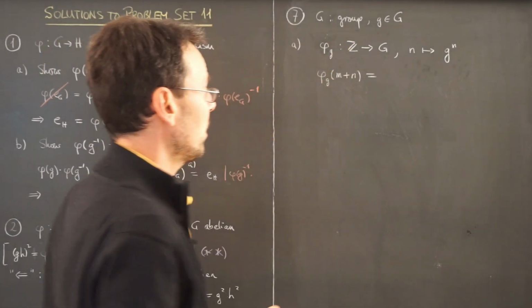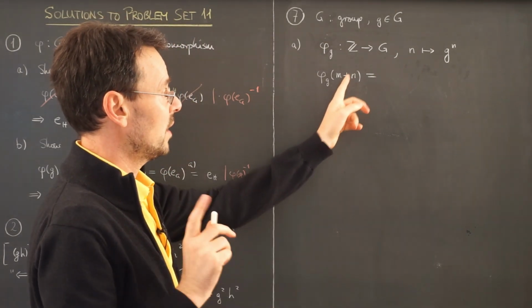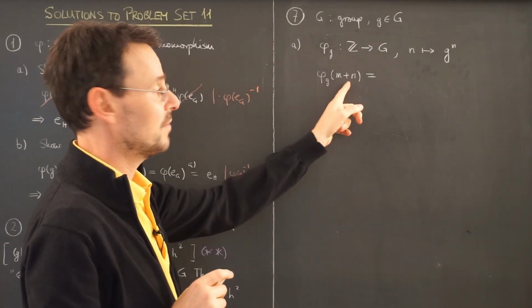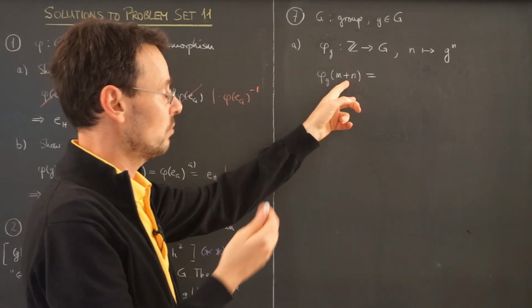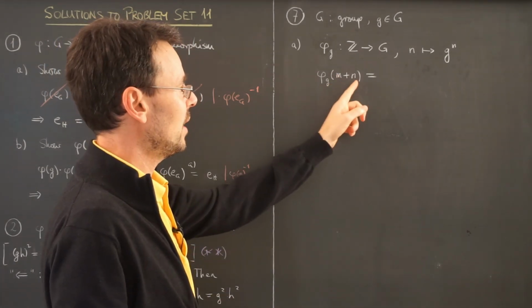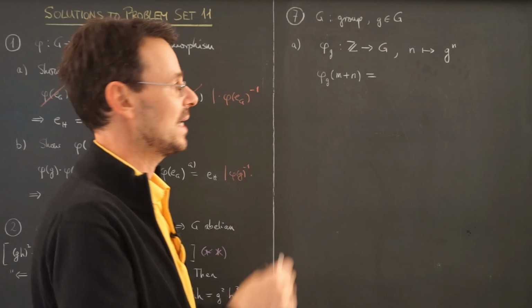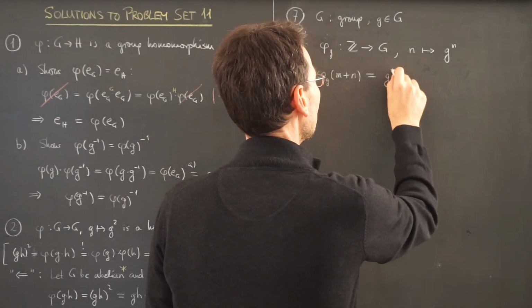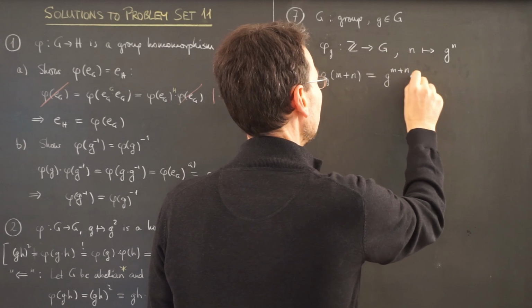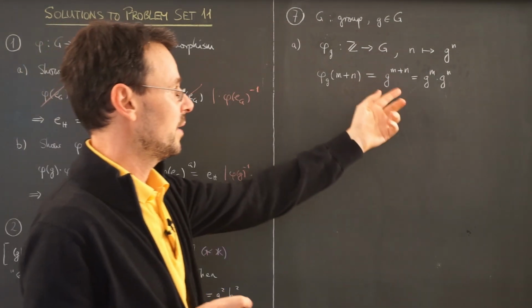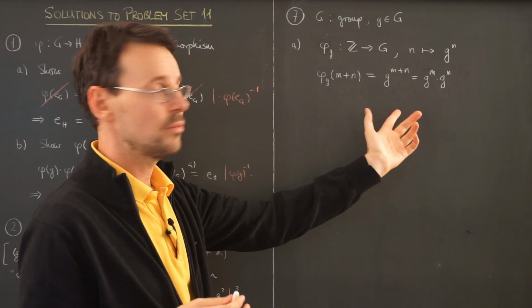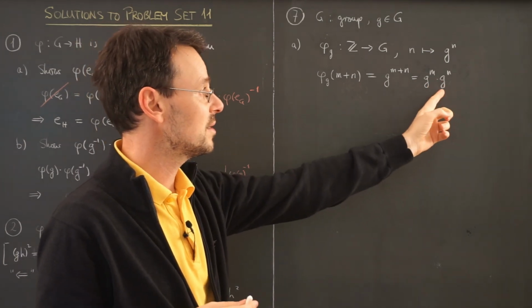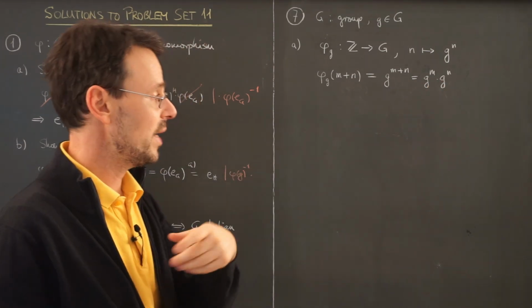So we start with this expression, and remember in Z we have addition as our group operation. So here we write m plus n instead of m times n. So this is g to the power of m plus n. But now by another power rule that holds in any group, this is the same as this. We proved that way back.